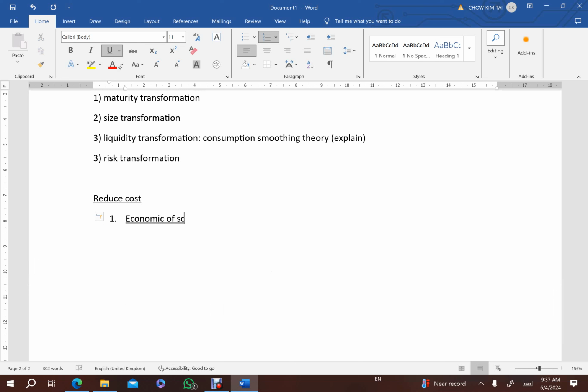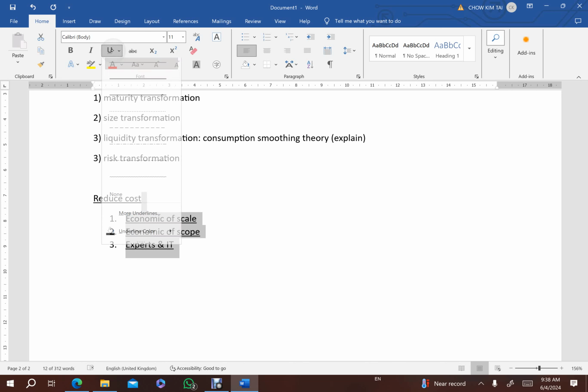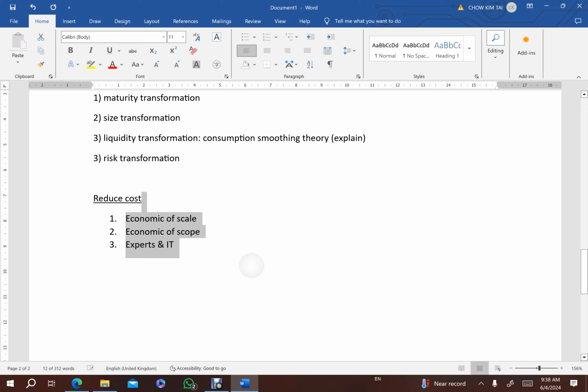Economy of scale, economy of scope. The bank has experts and they use IT. Okay. Alright, that's the first question. Okay, the second question.